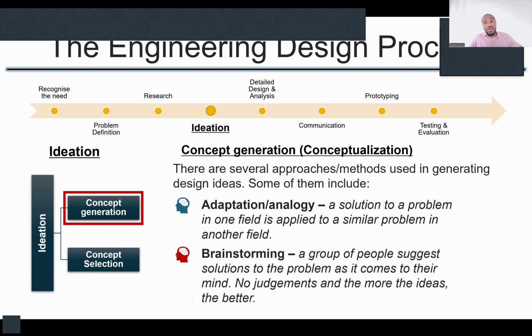Now you want to solve, say, our classroom problem. Call yourselves together. What can we do? Do it like this. Do it like that. Nobody criticizes, just generate ideas.